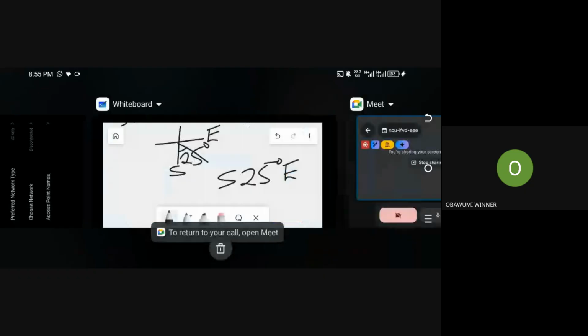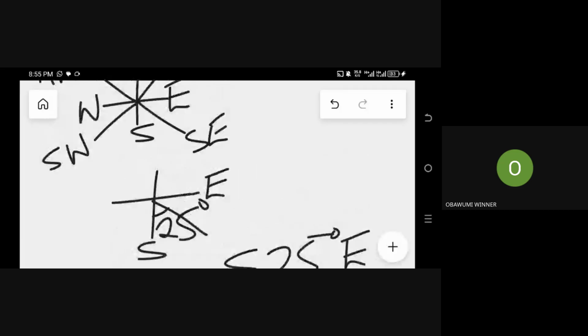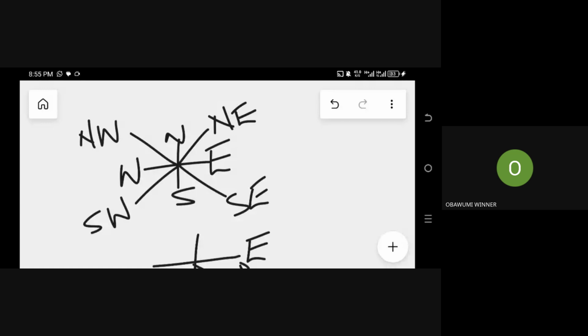All right, so we're continuing with a quick review of what we did from the last class. We said the north, south, west, and east are the primary points on the compass. The point between the north and the east is referred to as the northeast. The point between the south and the east is the southeast. The point between the north and west is the northwest, and the point between the south and west is the southwest.